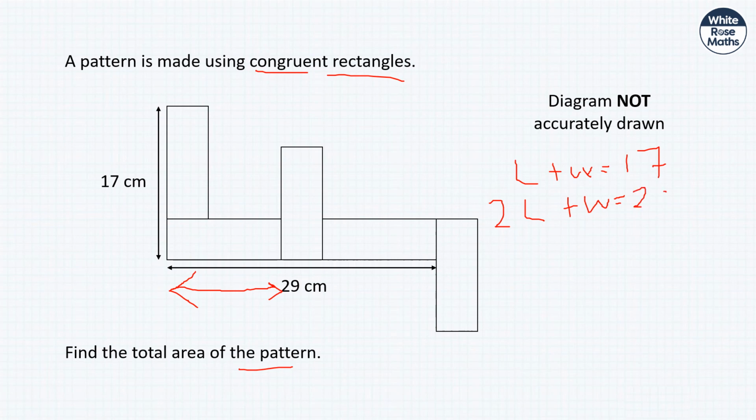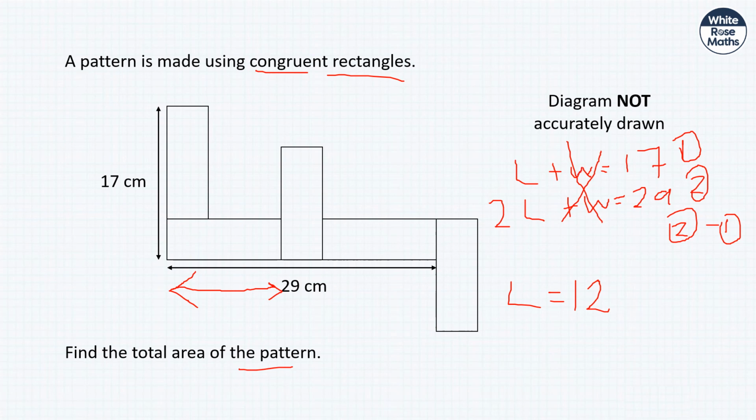Again, label this 1 and 2. So equation 2 take away equation 1. 2L minus L is going to be 1L, so the length will equal 12, because W minus W goes to 0. So length is equal to 12. Therefore the width: 12 plus W is going to be 17, so the width is going to be 5 centimeters.